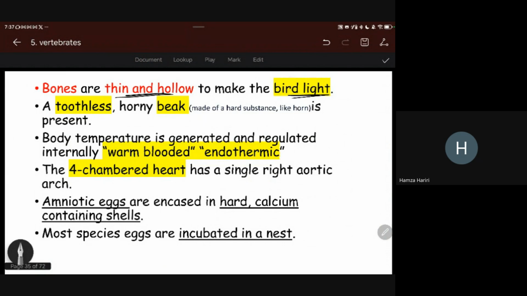And they are toothless. They do not have teeth, and they have a horny beak, which is made up of a hard substance called horn. That's why it's called the horny beak.